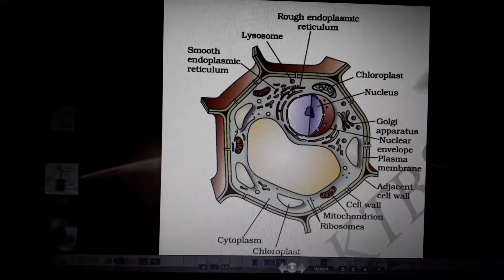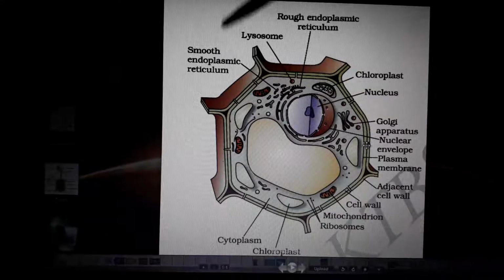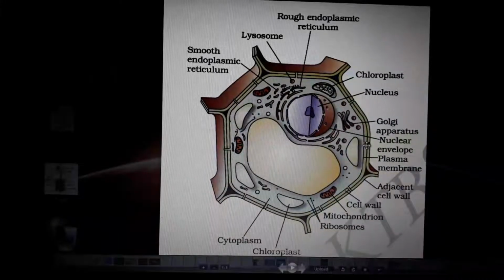Nucleus is there, Golgi apparatus is there, nuclear envelope is there, plasma membrane is there, mitochondria is there, ribosomes are there, chloroplast not there, cytoplasm is there, smooth endoplasmic reticulum is there in both, lysosomes are there in both, rough endoplasmic reticulum is there in both. Chloroplast is not there in both of these cells. So that's it. That's the end of this chapter.